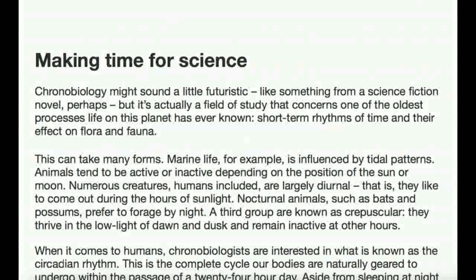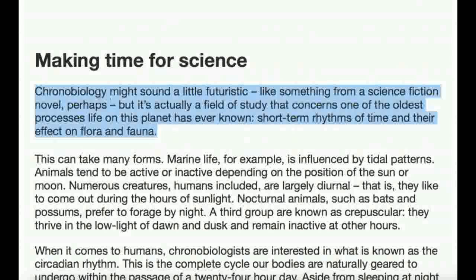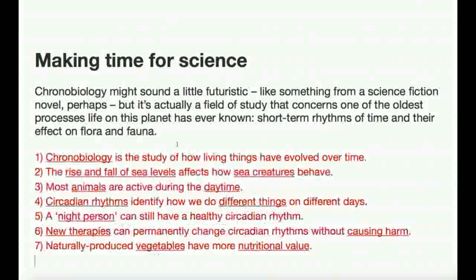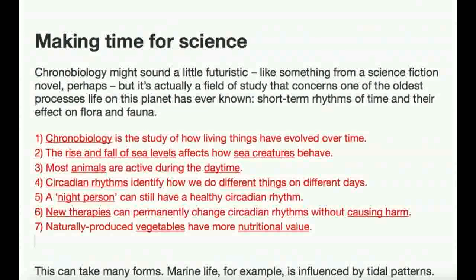Now, let's look at the first paragraph that we have here. This talks about chronobiology. It might sound a little futuristic, like something from a science fiction novel perhaps. And it tells you what it is. It's a field of study concerning the oldest process of life on this planet has ever known: short-term rhythms of time and their effect on flora and fauna. So this is a definition. So that looks like that is where the first question is. Chronobiology is the study of how living things have evolved over time.